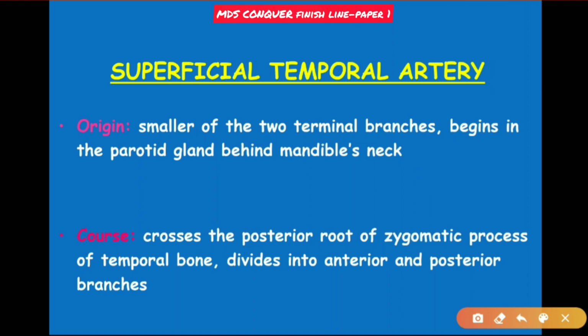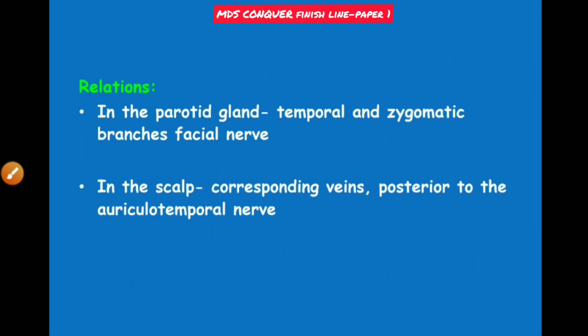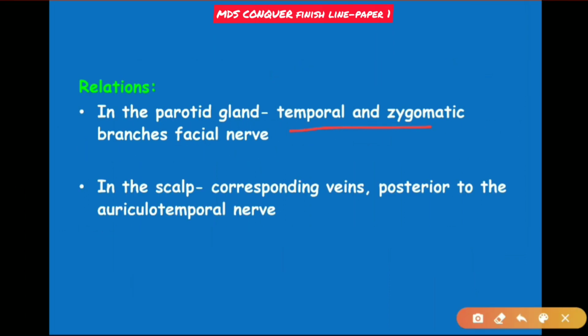here it crosses the posterior root of the zygomatic process, and it will begin in the parotid gland behind the mandible's neck. And in the parotid gland, it will have a relationship with the temporal and zygomatic branches of the facial nerve. And in the scalp, it will have a relationship with the veins and posterior to the auriculotemporal nerve.